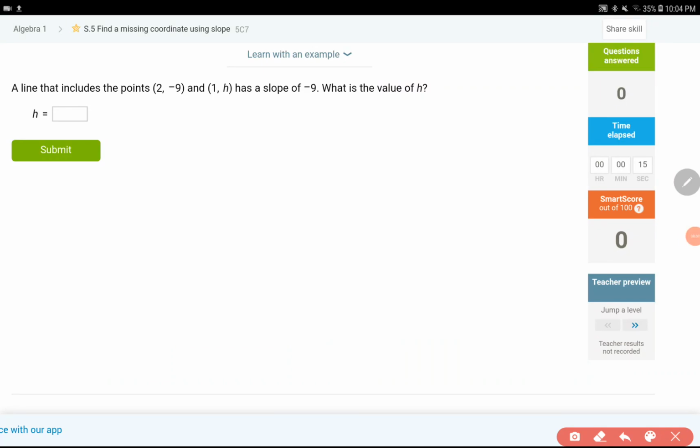Hey everyone, the fourth assignment of the week is on IXL. It is S5. This one is about finding the slope. It's not about finding the slope, it is about the slope. It's about finding a missing coordinate using the slope formula.